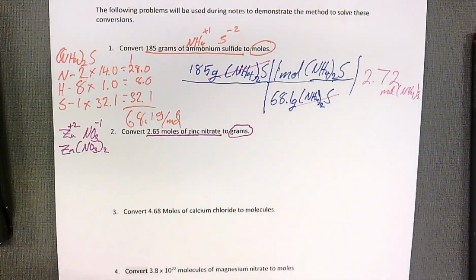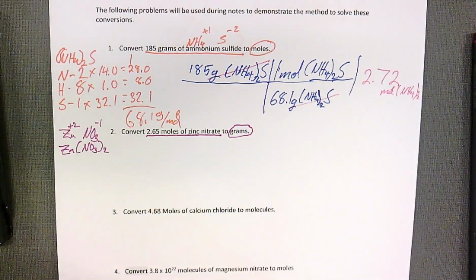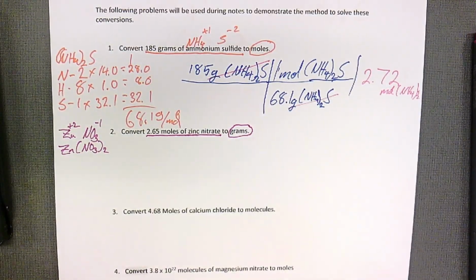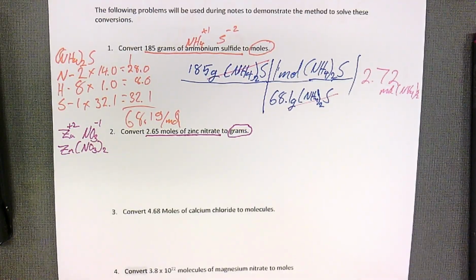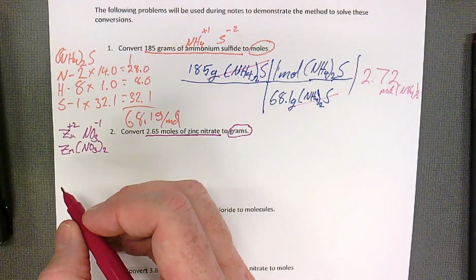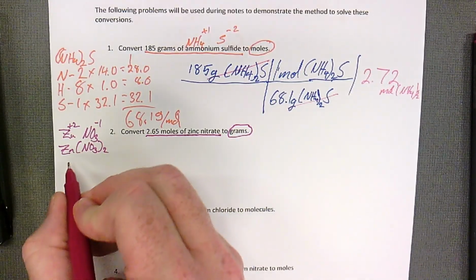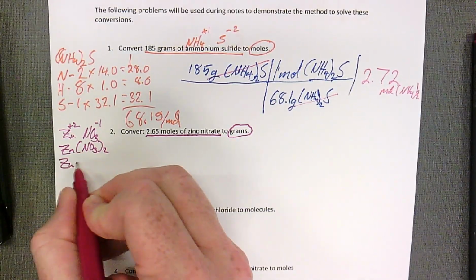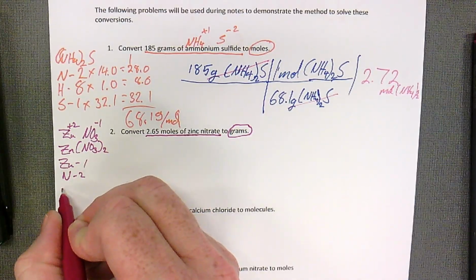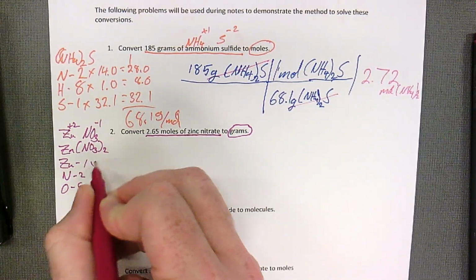Okay? And then we have to do our formula mass stuff. Everybody feeling pretty comfortable with formula mass? I mean, we've done it on that big sheet. We did it when we had to do percentages. And now, like I said, it just becomes a part of our problem. So how many zincs? 1. How many nitrogens? 2. How many oxygens? 6. Good job, guys.